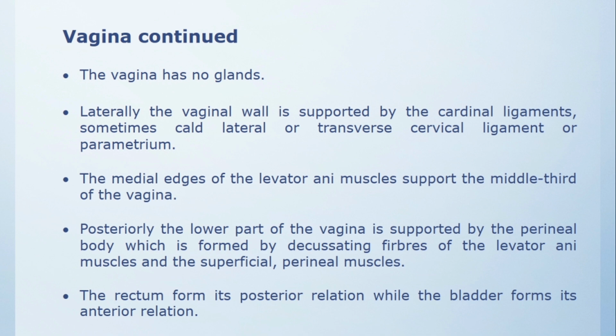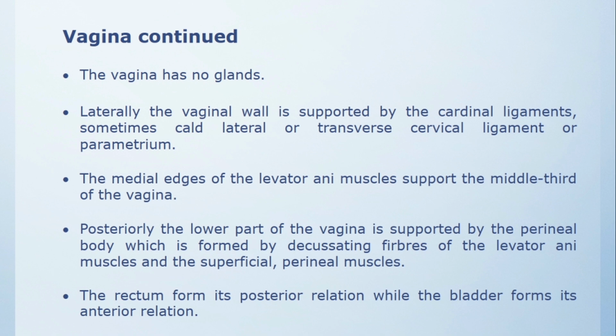Laterally, the vaginal wall is supported by the cardinal ligaments, sometimes called the lateral or transverse cervical ligament, or the parametrium. And the medial edges of the levator ani muscles support the mid-third of the vagina. And posteriorly, the lower part of the vagina is supported by the perineal body, which is formed by the decussating fibers of the levator ani muscles and the superficial perineal muscles.